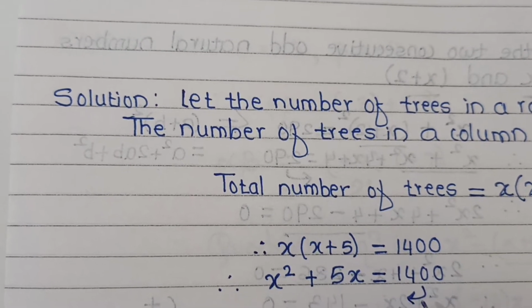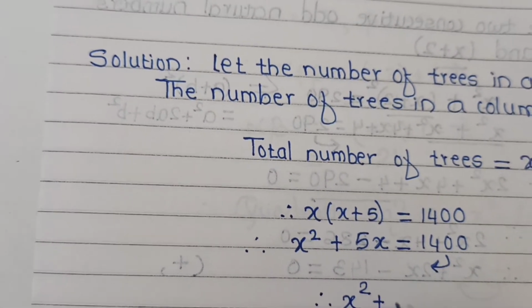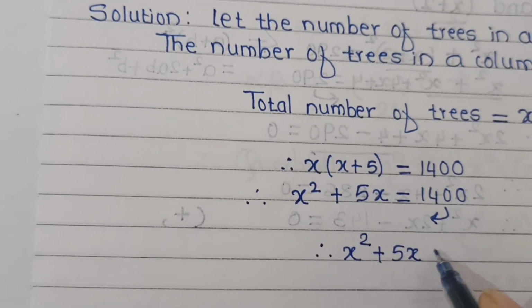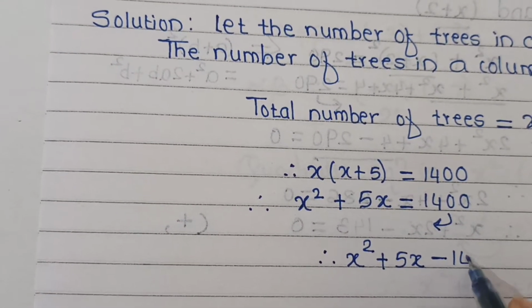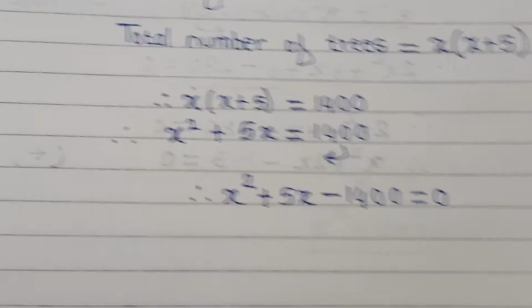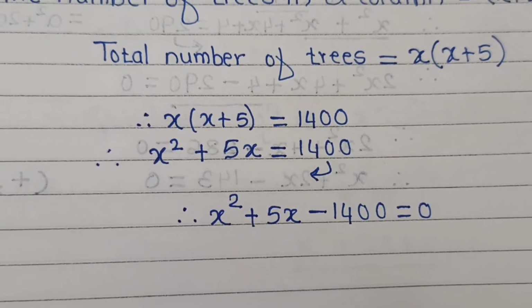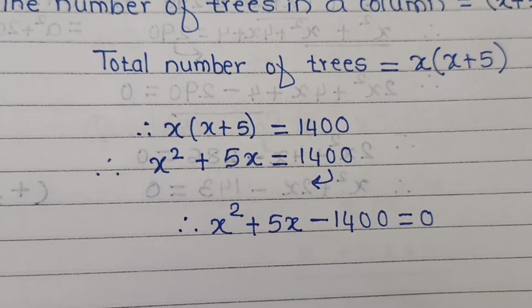Now 1400 will be transferred to the other side of equal to, therefore its sign will change. Don't miss out on this. So it will be minus 1400 is equal to 0. Okay, so this is the quadratic equation: x square plus 5x minus 1400 is equal to 0.